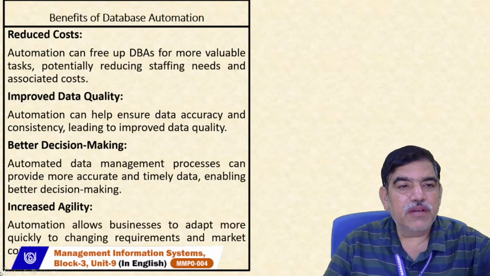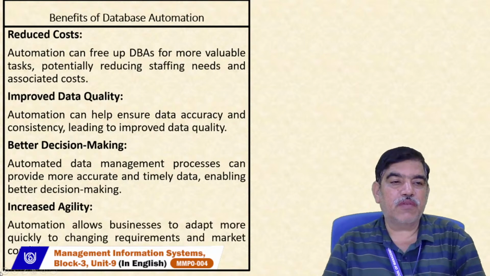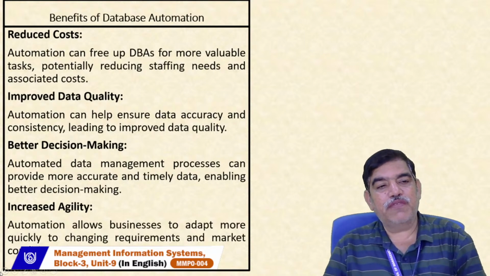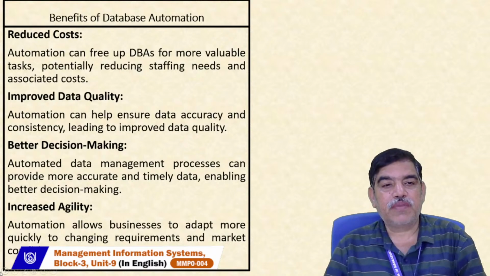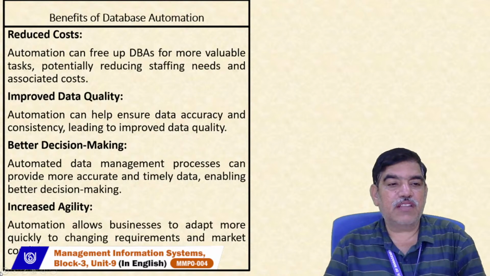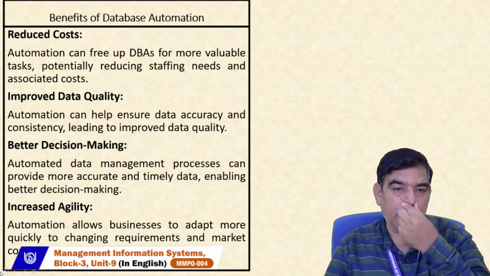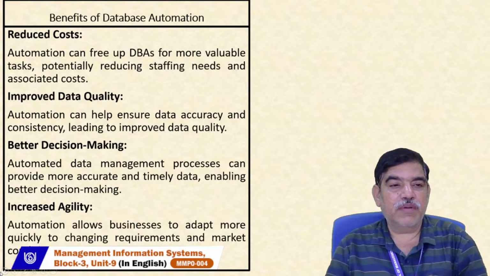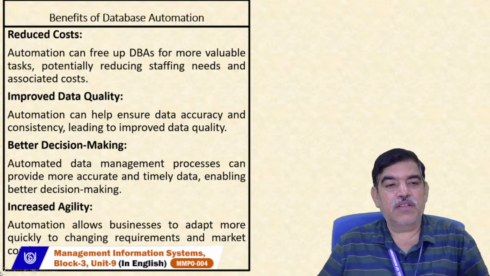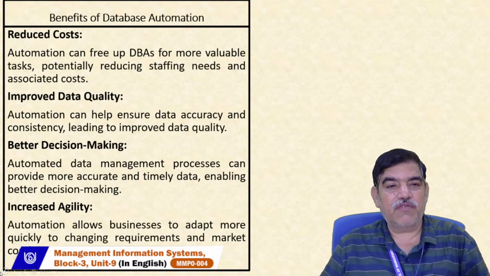Then we discuss about benefits of database automation system. What are the benefits? The first benefit is it reduces cost. Automation can free up DBA for more valuable tasks, potentially reducing staffing needs and associated cost. In the earlier days, in an organization, there are a number of people working together, and the people are working with the manual system because they never used the computer and they keep all the records, all the files manually.